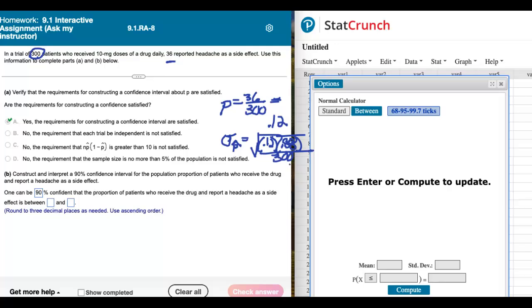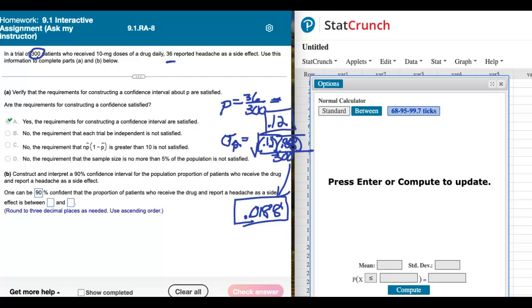And our standard deviation ends up being 0.0188. Okay, so we have the mean and the standard deviation. Now, it's asking us to construct a 95% confidence interval using these two amounts. Okay, so I'm using this and this.